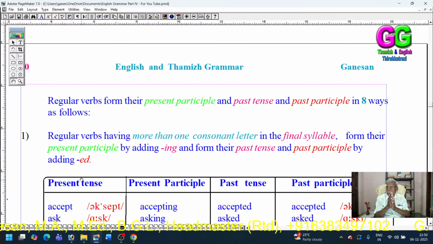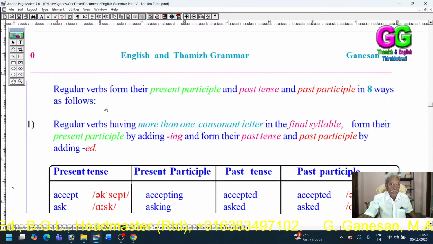I have classified it into eight rules. I have just studied here and found eight rules to form the past tense and past participle of a regular verb. Regular verbs form their present participle, past tense and past participle in eight ways as follows.